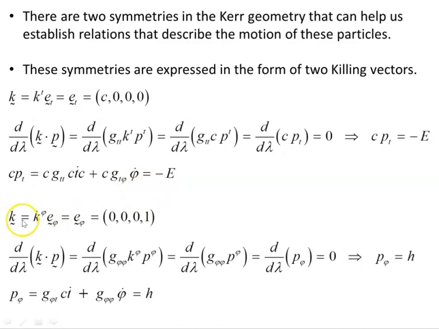Now, in the azimuthal direction, we have k phi, e phi, 0, 0, 0, 1. Again, the derivative with respect to the affine parameter lambda, k dot p, gives us all of this. Well, k phi is 1. So g_phi phi lowers the index on that contravariant component, drops it down there. p_phi is equal to 0. So straight away, our first integral tells us that p_phi is equal to a constant. So the component of four-momentum in the phi direction is equal to a constant.